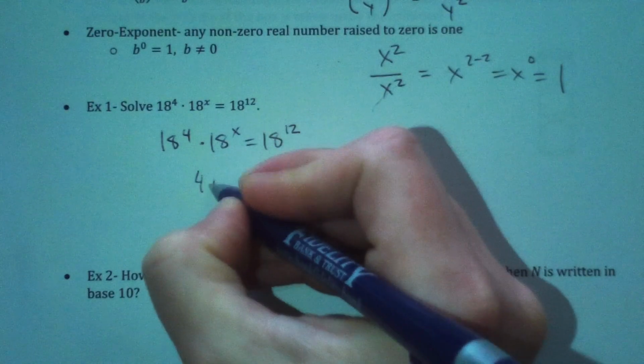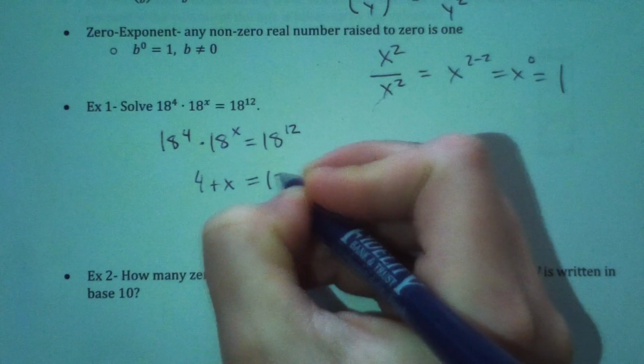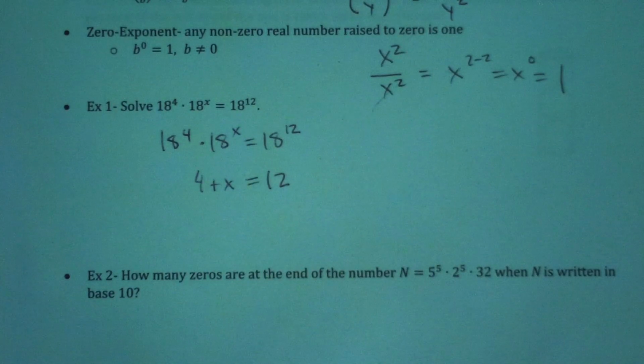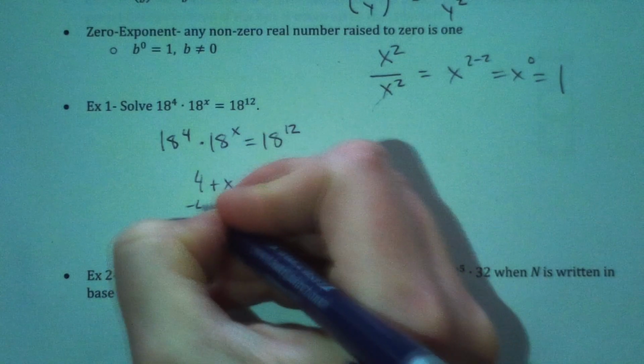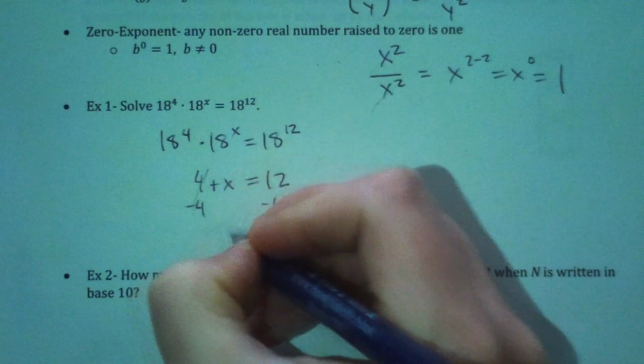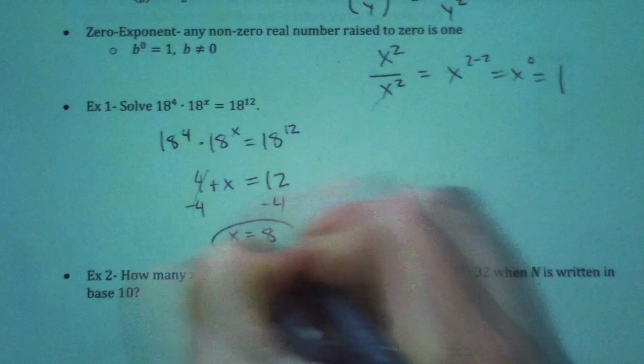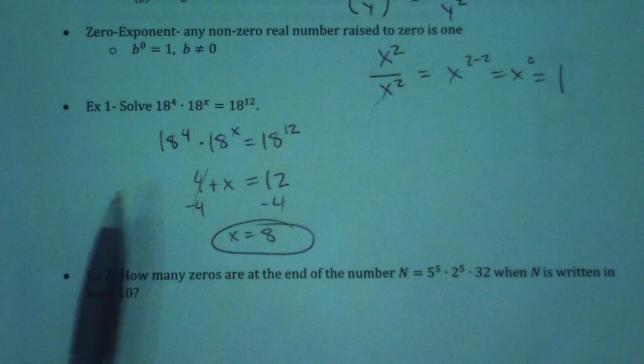Okay, next one there. How many zeros are at the end of the number n is equal to 5 to the 5th, 2 to the 5th, and 32 all multiplied, when n is written in base 10? Base 10 is just like scientific notation. It's kind of what they're talking about. So here, my thought would be, again, you could do this out on your calculator, 5 to the 5th, 2 to the 5th, and get really big numbers.